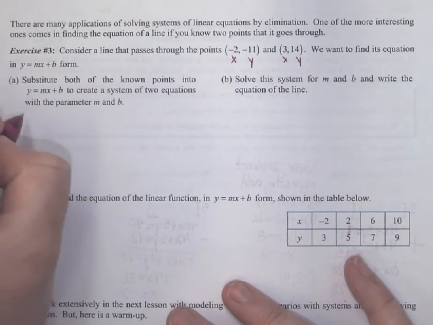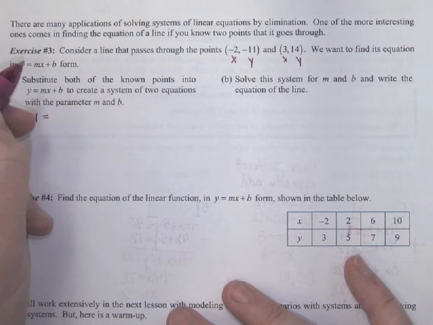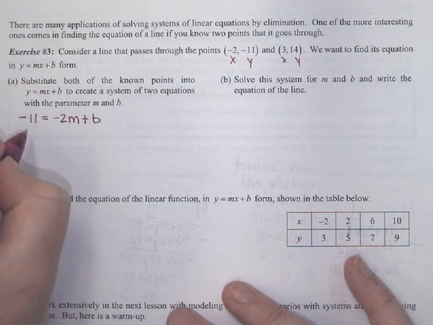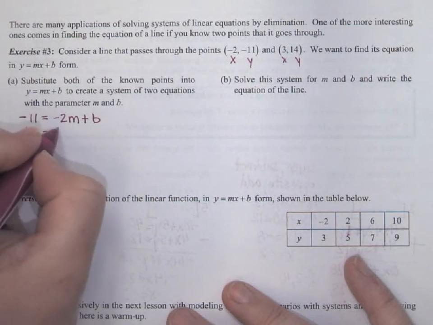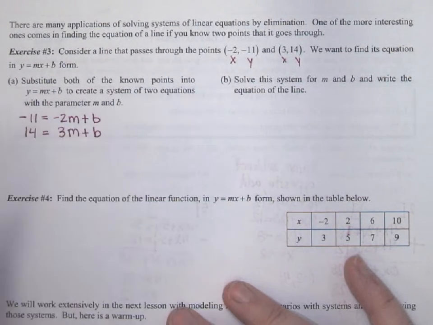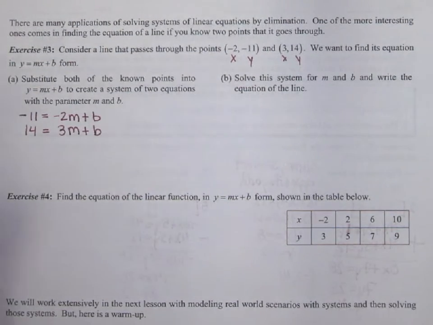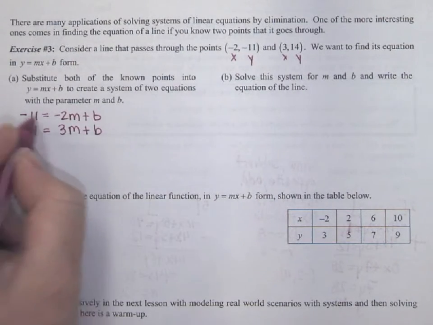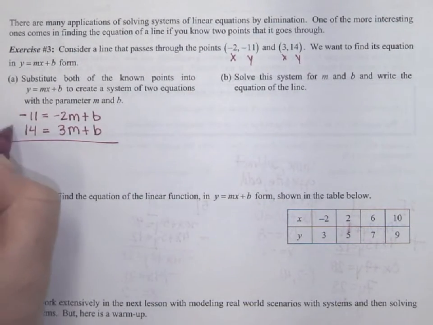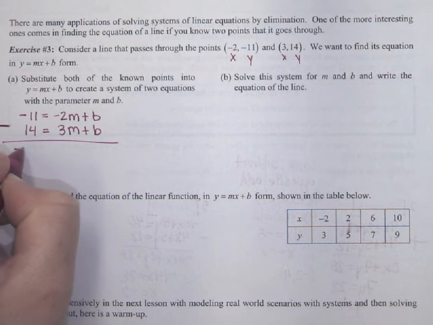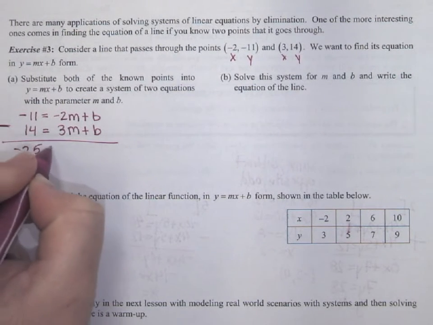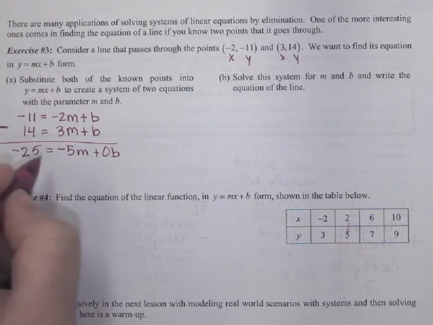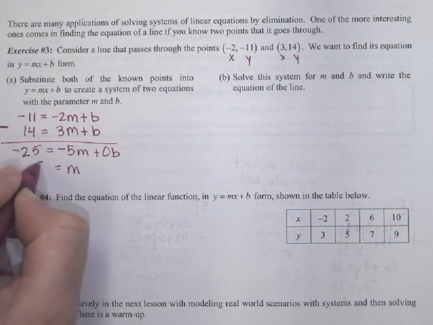So remember, we have x, y, x, y. So I'm going to have -11 equals -2m plus b, and then 14 equals 3m plus b. Now I will solve and write the equation. So I have the same sign here, so I'm going to subtract. -11 minus 14 is -25. -2 minus 3 is -5. And then my b gets eliminated. So m is equal to 5.